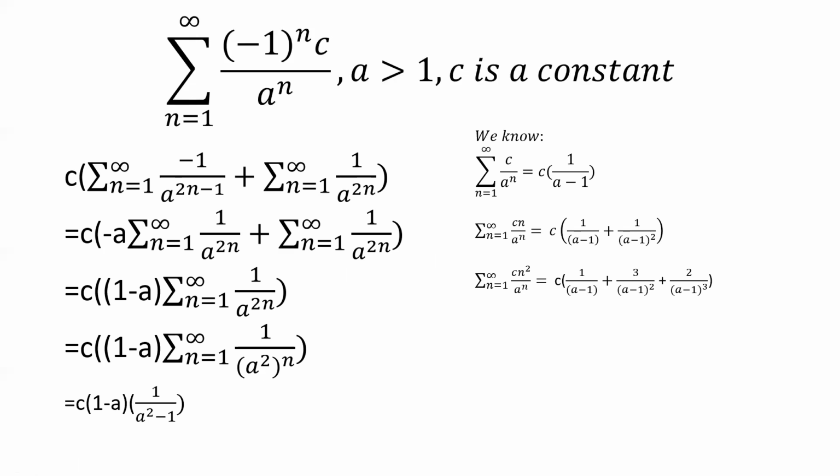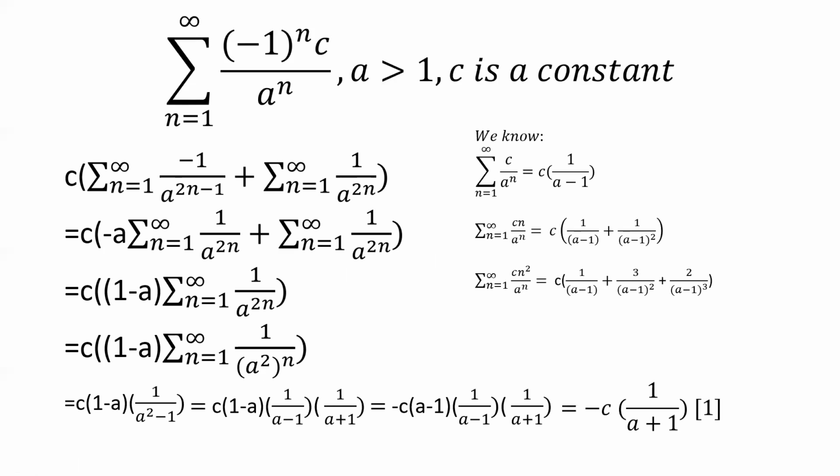And part of the beauty of this is I can actually factor apart the a squared minus 1. And then I can see that 1 minus a is actually a minus 1 when you pull out a negative. And it simplifies and cancels down to something rather nice: negative c times 1 over a plus 1. And you may notice that these two are very similar in their general form. And we're going to see that pop up multiple times. In fact, it's how we're going to generalize later.